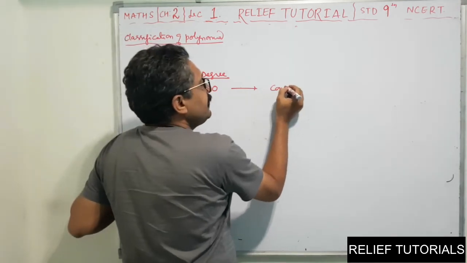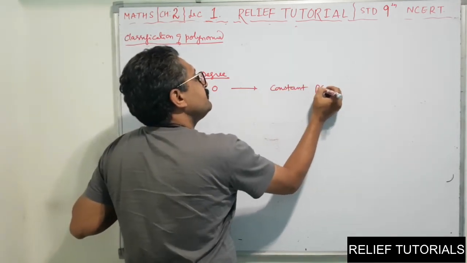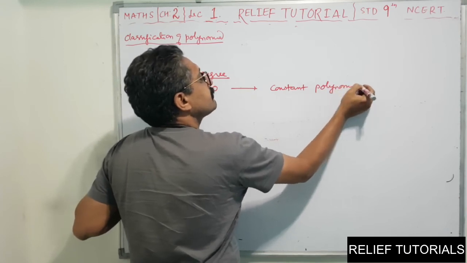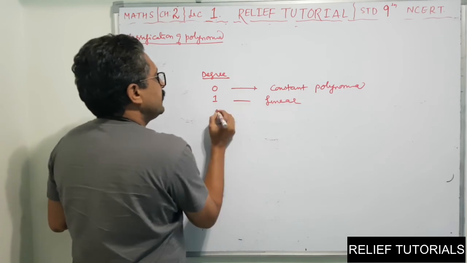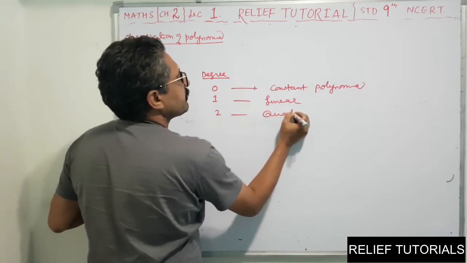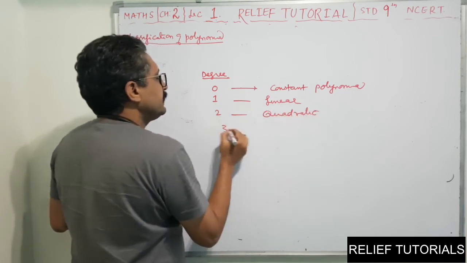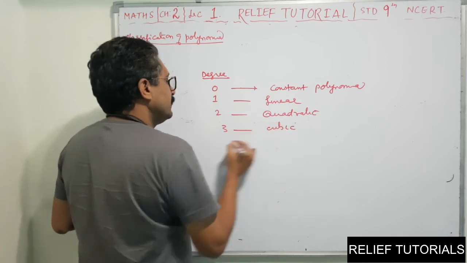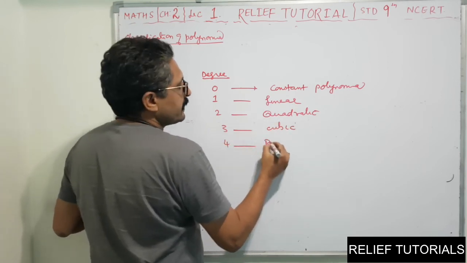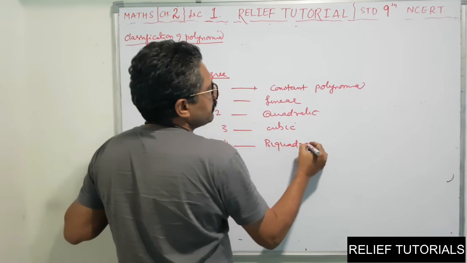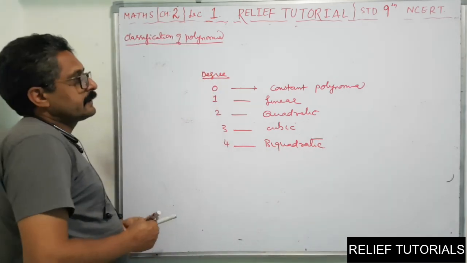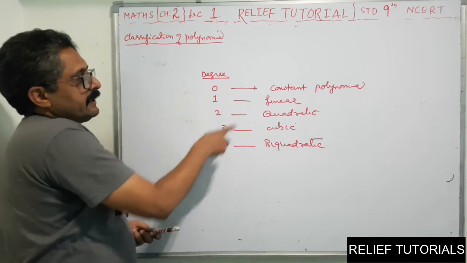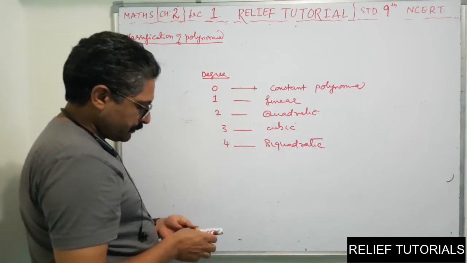So in short, the types of polynomial based on degree: degree 0 is called a constant polynomial, degree 1 is called linear, degree 2 is called quadratic, degree 3 is called cubic, and degree 4 is called biquadratic. Clear? So based on degree, these are the types of polynomial.